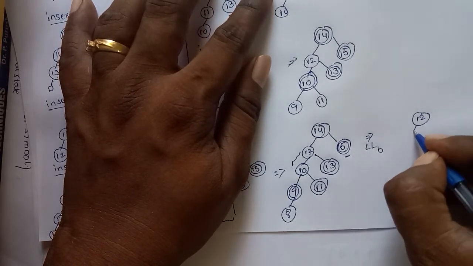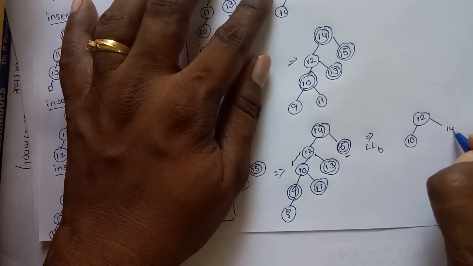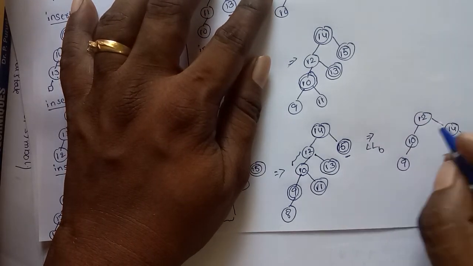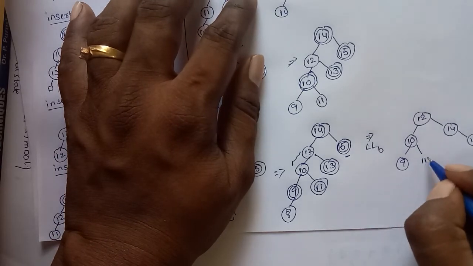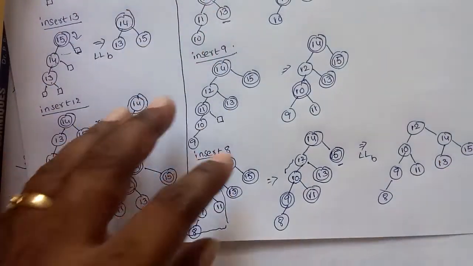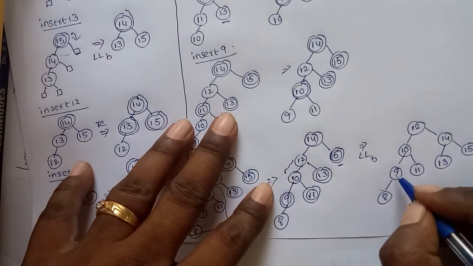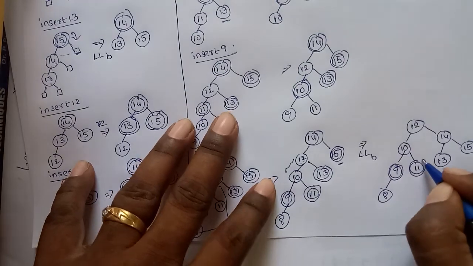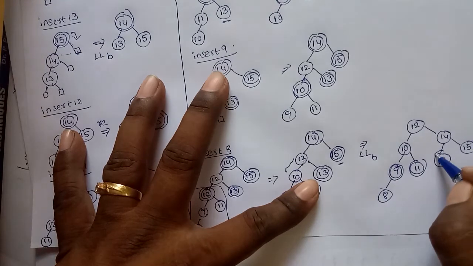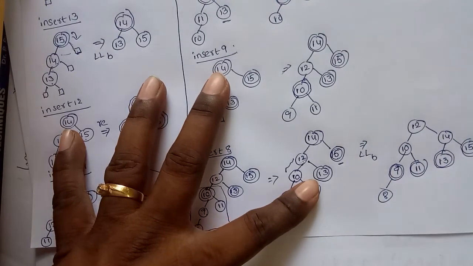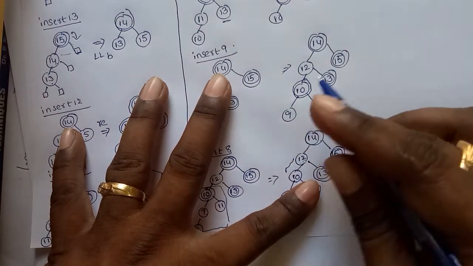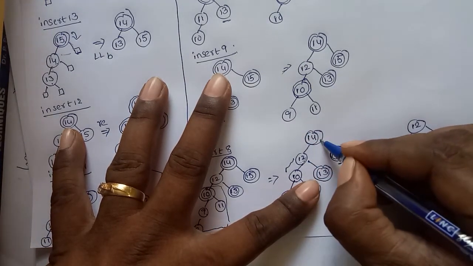After performing right rotation, what will it do? 12, 10, 14, 15, 9, and 10's right child is 11, 8, and 13 is at this position. See this one. After performing rotation, 9 and 11 do not change. The color of 12 and 14 changed. 13 does not change, 15 does not change. It only changes the color of the parent and grandparent after rotation.